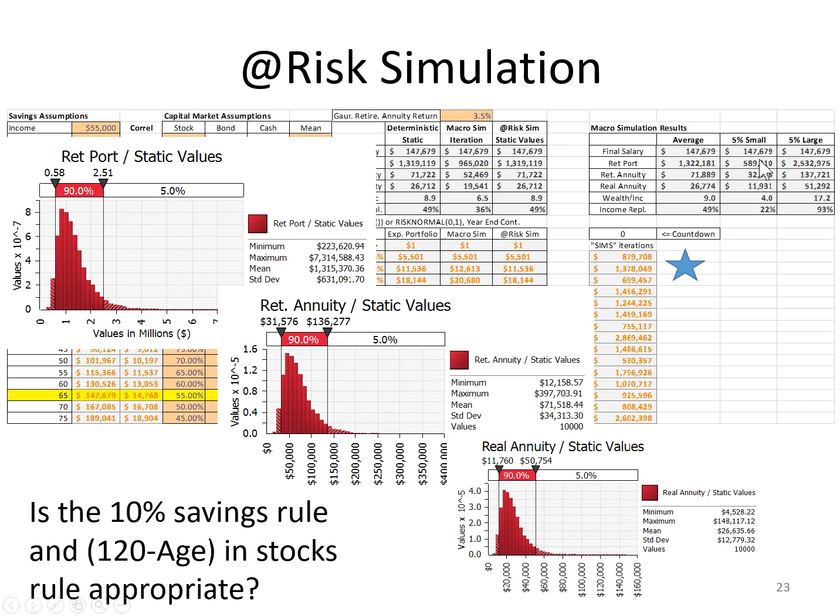And the real annuity, 26 average, and between 12 and 51. So what you're seeing is at-risk is giving me the same exact values or similar values as doing the 5,000 simulation or iterations before. So the question now is the 10% savings rule matched together with the 120 minus the age and stocks rule appropriate?